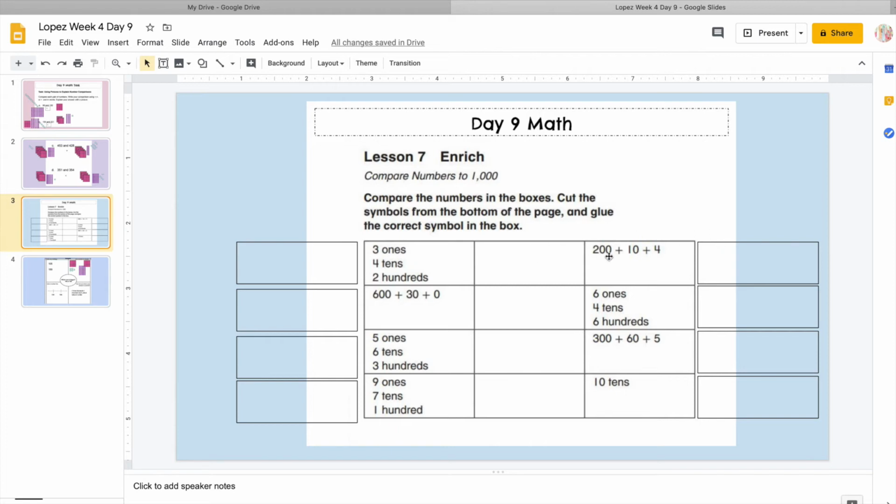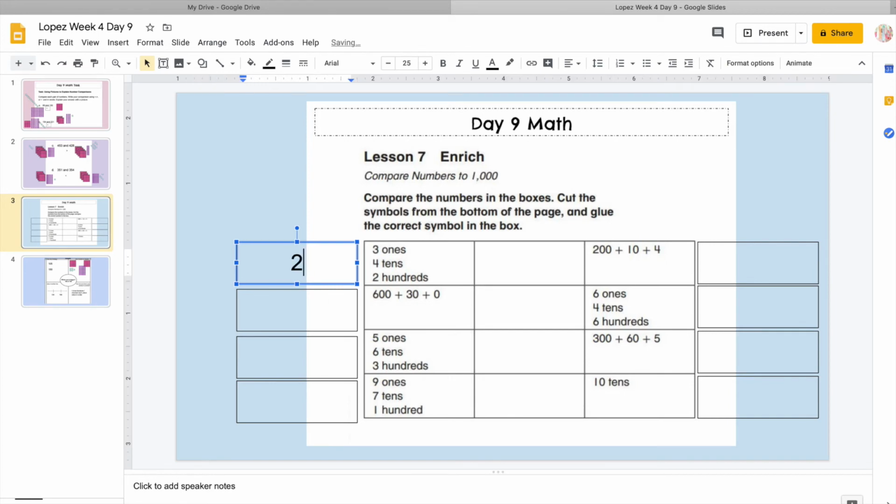So I'm going to start with the first one here, and it says we have 3 ones, 4 tens, and 2 hundreds. This is why it's very important to focus on that place value, because it would be very easy to say that number is 342. But we need to go based on place value. Remember, hundreds, tens, and ones. So I'm going to count how many hundreds. And here there are 2 hundreds, there are 4 tens, and there are 3 ones.